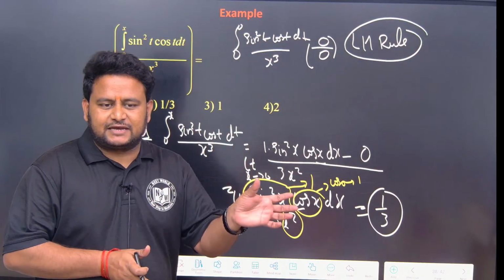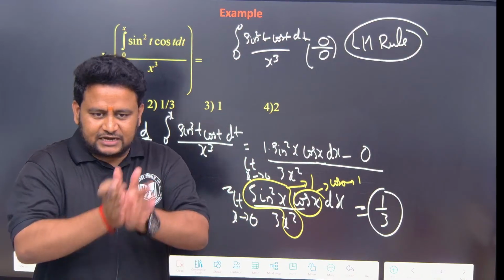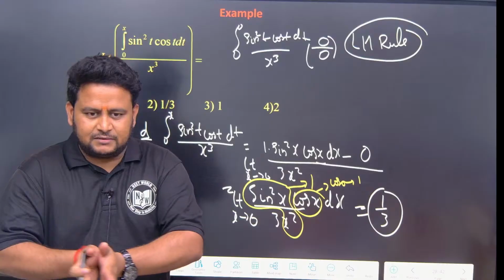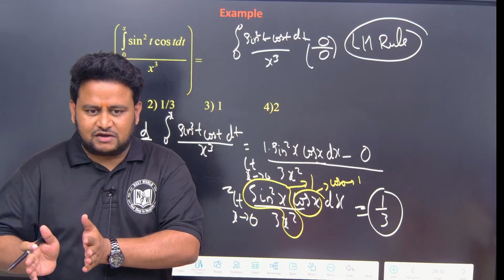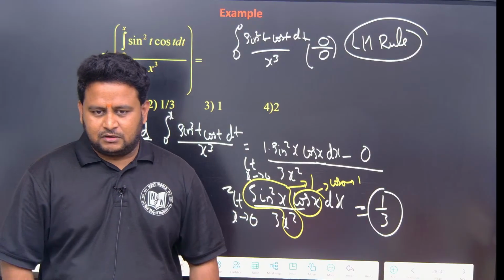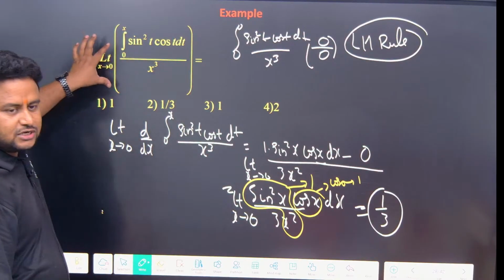Upper limit you will take, differentiate, and write the function in terms of the upper limit, minus the lower limit you will take, differentiate and write the function in terms of the lower limit. That's all. Here d by dx is not there, so no need to panic.